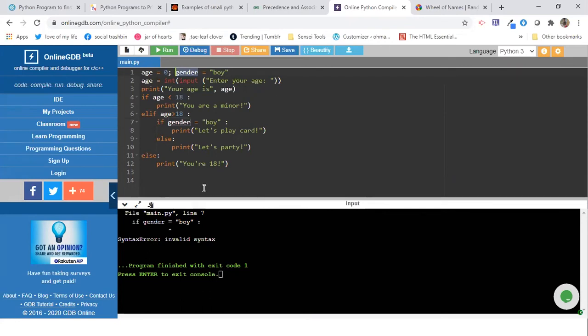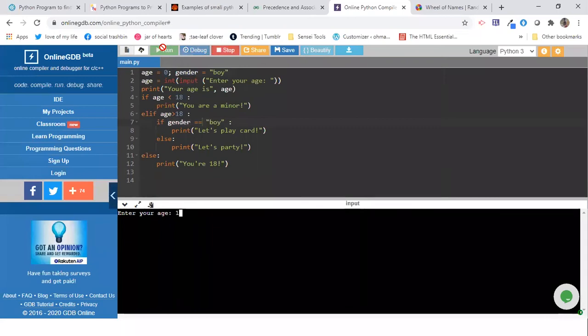Bakit kaya may error? Semicolon. Dapat equal to equal. Yung equal po, yung comparison po. Ano dapat? Double equal. Double equal po. This is assignment. This is comparison.